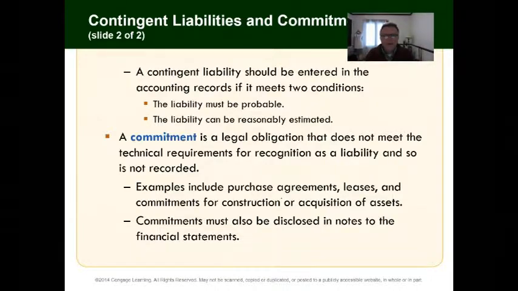Briefly, commitments. They're a legal obligation, but they don't meet the technical requirements for recognition as a liability. Maybe it's not probable. Maybe it can't be reasonably estimated. An example would include a purchase agreement, a lease, or a commitment for construction, and that sort of thing. And those commitments have to be disclosed in the notes of the financial statements. They wouldn't necessarily show up as a liability on the balance sheet.